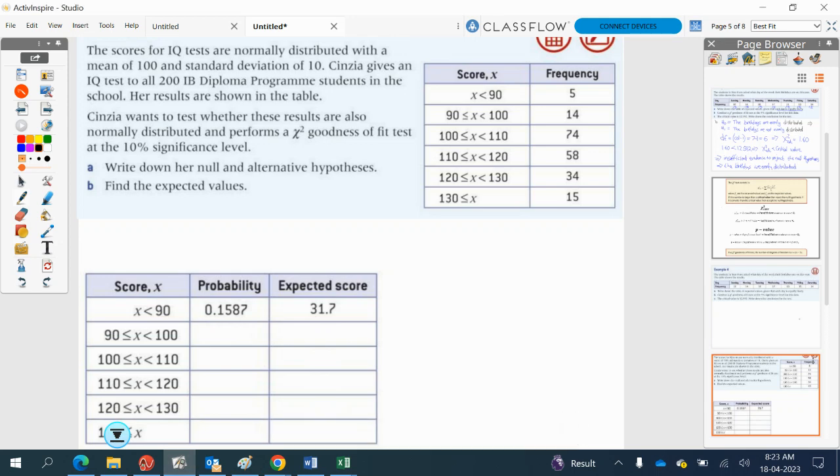All right, so let's just go through this together. The scores for IQ tests are normally distributed with a mean of 100 and a standard deviation of 10. Cynthia gives an IQ test to all her 200 IB diploma students in the school. Her results are shown here in the table. So these are the results.